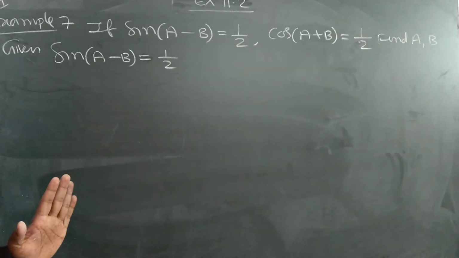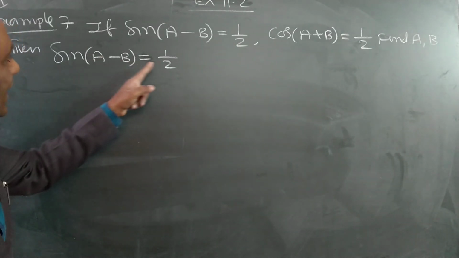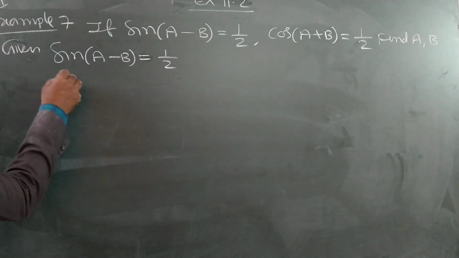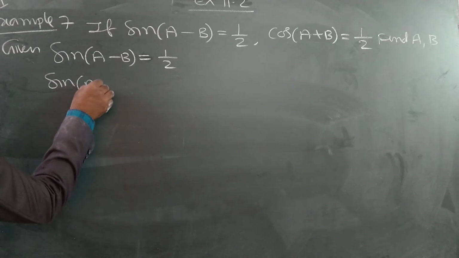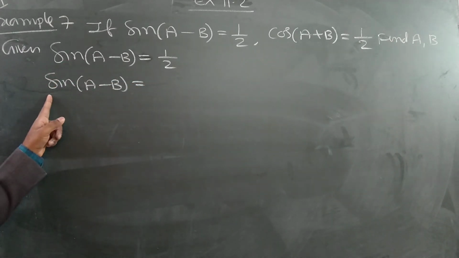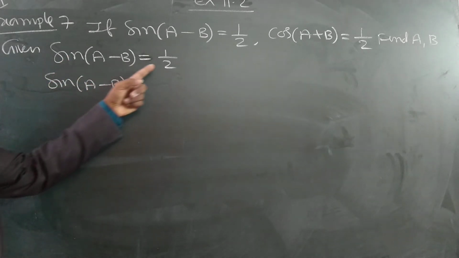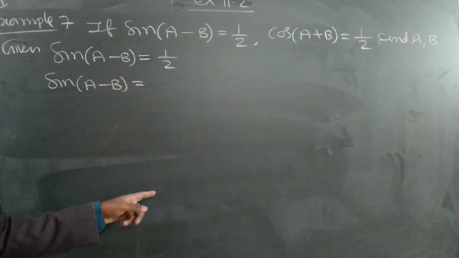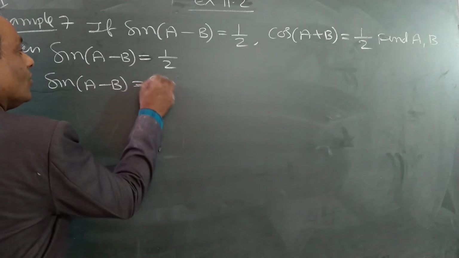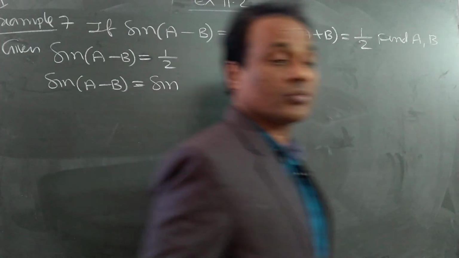This is given, no? For what angle of sine will we get 1 by 2? That you have to write. Or else I will write like this. The left side is sine, right side also write sine. 1 by 2 you write in terms of sine.